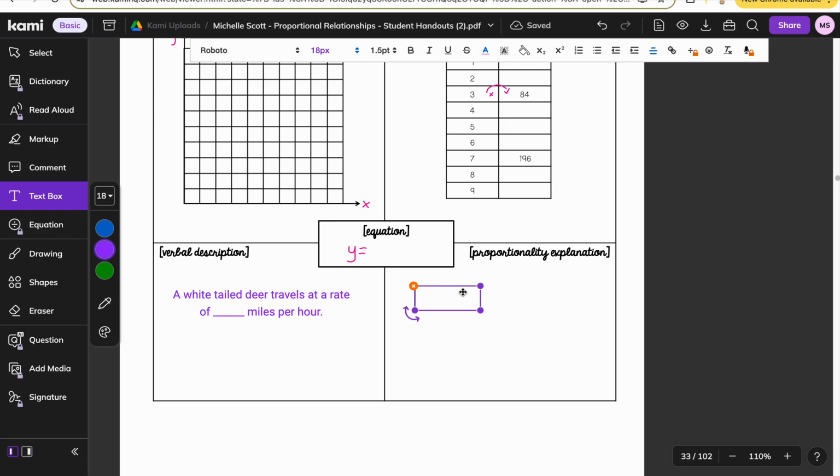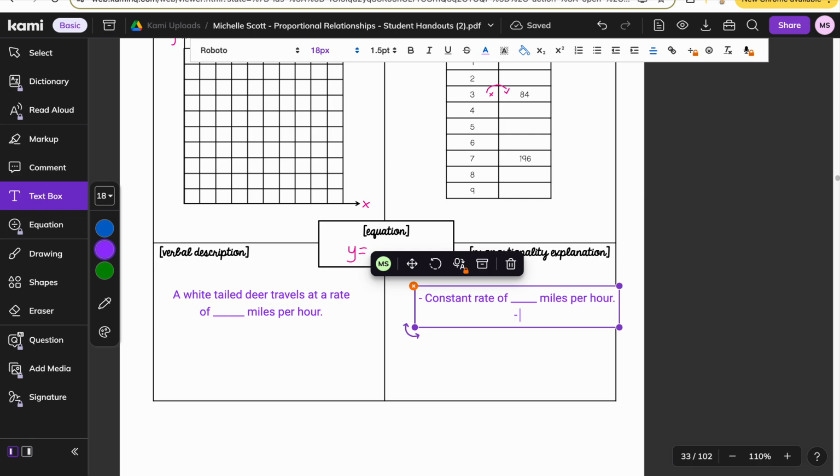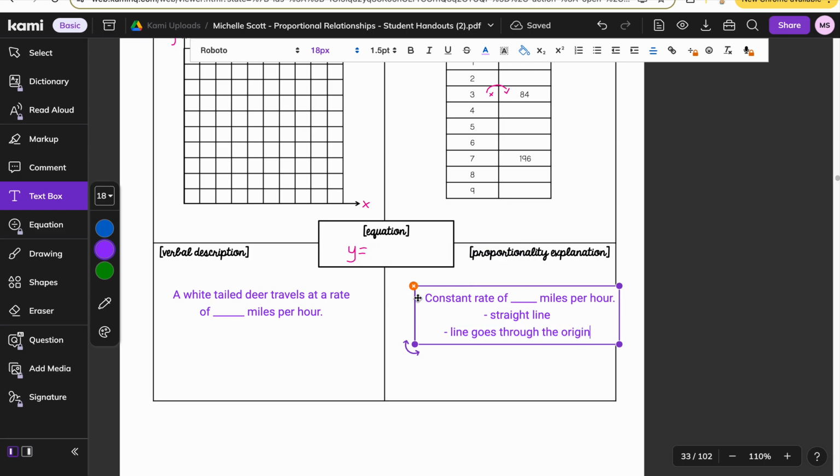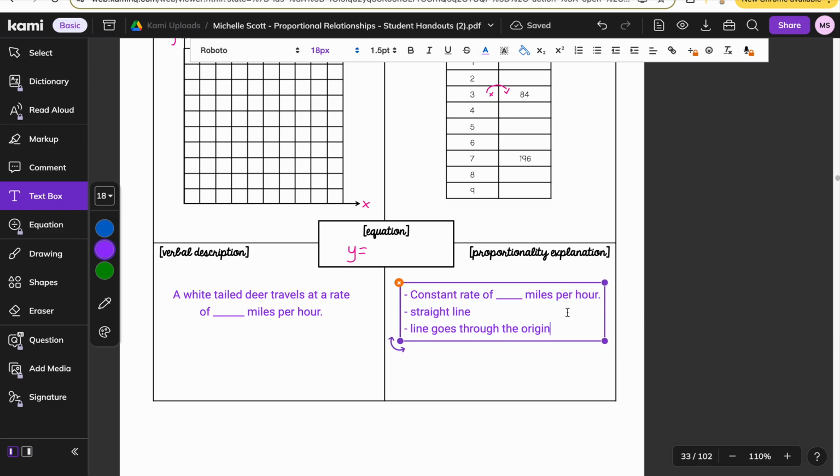The proportional explanation should be something like this. There's a constant rate of something miles per hour. That's one thing. When you graph this, you should have a straight line. The line should go through the origin. So that's all we mean when we have this proportionality explanation. We're looking for these things to be happening to show that it is proportional.